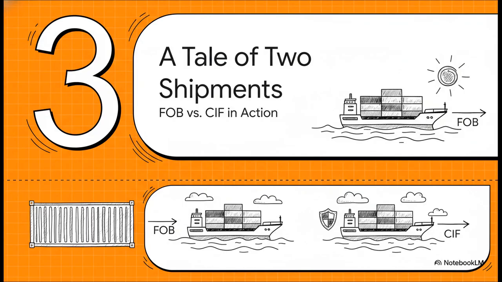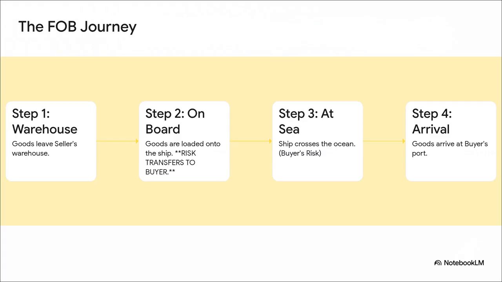You know, to really make this stick, let's make it super practical. We're going to imagine we have the exact same container of goods, and we're going to watch it take two different journeys across the ocean, side by side, one under FOB rules and the other under CIF rules. First up, the FOB journey. Okay, so the goods leave the warehouse, they get to the port, and now, step 2. This is it. This is the crucial moment. The instant those goods are loaded on board, that baton of responsibility is officially passed. So as that ship is crossing the ocean in step 3, that is the buyer's cargo. It's under the buyer's insurance, and it is 100% at the buyer's risk.